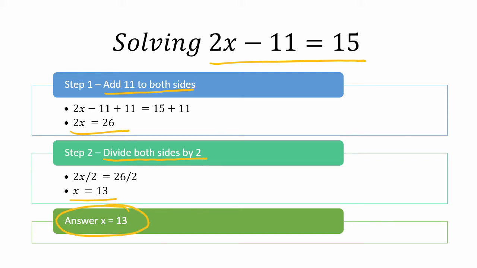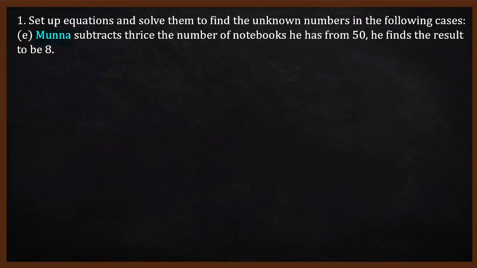Okay, now let's look at the fifth question then. Munna, now we have a name. Munna subtracts thrice the number of notebooks he has. So he has some notebooks. He subtracts thrice the number from 50. Okay, this is interesting. Now he subtracts from 50. Instead of subtracting a constant, he's subtracting from a constant. He finds the result to be 8.